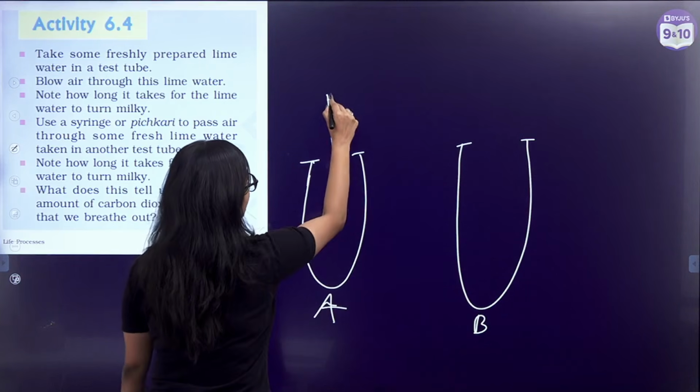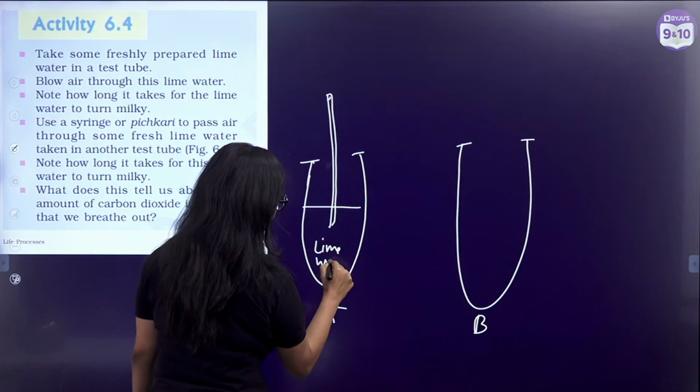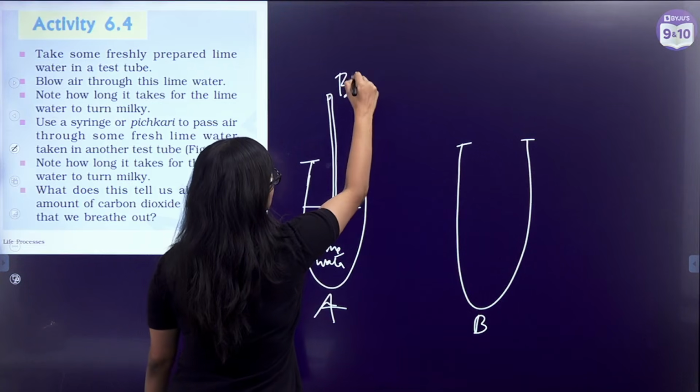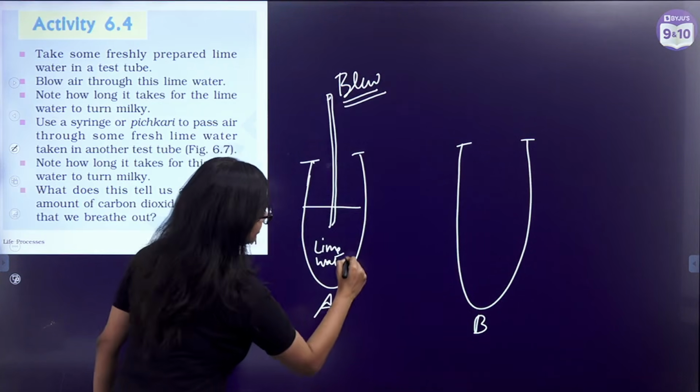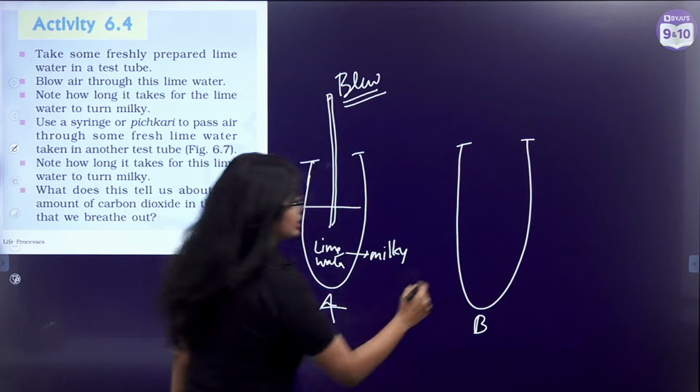So in this I have taken lime water, right? So in this I have lime water, then I blew, and then it turned milky. Yes. Now what are we going to do in test tube B?